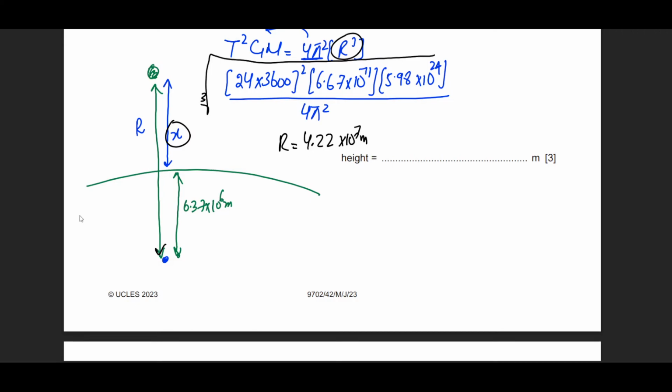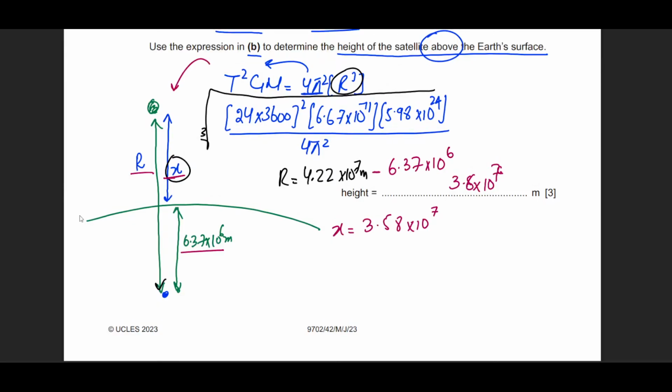We are only required to find above the surface of the Earth. So I should subtract this radius from this value of r to get this height x. So minus 6.37 into 10 raised to the power 6. We got x is equal to 3.58 into 10 raised to the power 7, which up to two significant figures becomes 3.6 into 10 raised to the power 7 meters. I hope that we understand this idea.